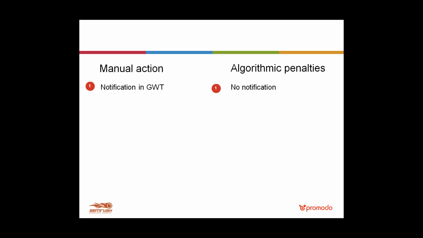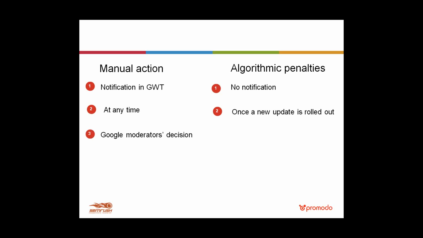No notifications or messages from Google may tell you what exactly was the penalty that caused the drop of traffic or lost organic search positions. Manual actions can be applied to a site at any time when your site is considered to violate Google Webmaster Guidelines. When it comes to manual actions, the decision depends particularly on the Google moderator's decision. There are no strict guidelines as opposed to algorithmic penalties.